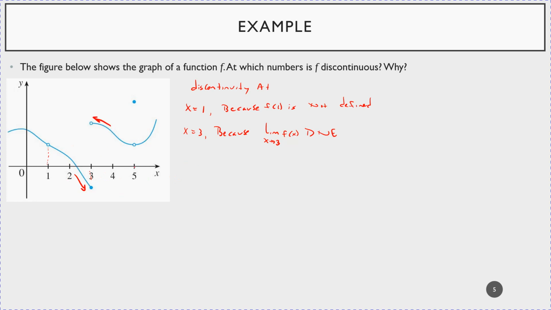And then finally, look at x is equal to 5. There's a hole in it, but the graph jumps up here. So here we have discontinuity at x is equal to 5 because the limit as x goes to 5 of f of x, look, f of 5 is defined up here, so the limit is not equal to f of 5. So here's another example where you see all three of these fail. Okay, so this is when it talks about discontinuity.